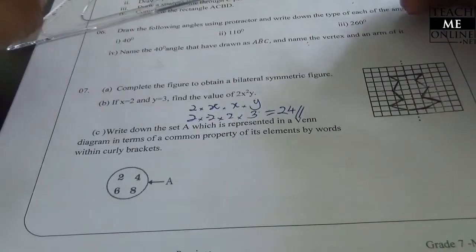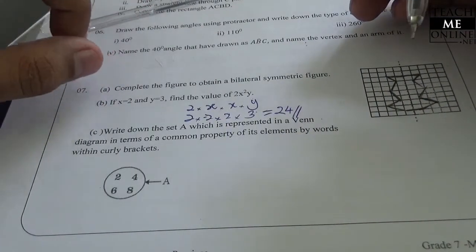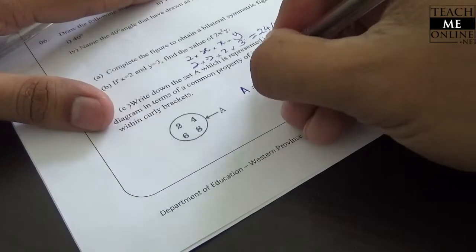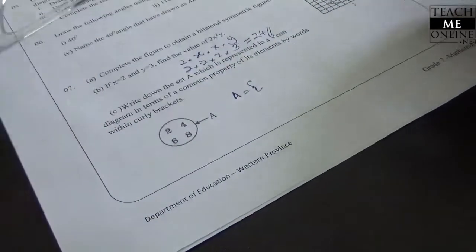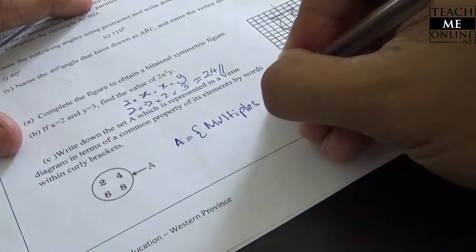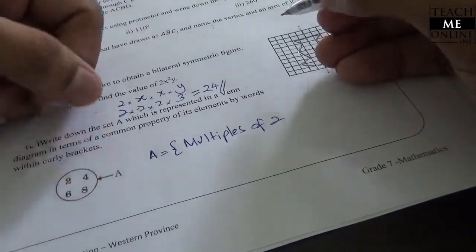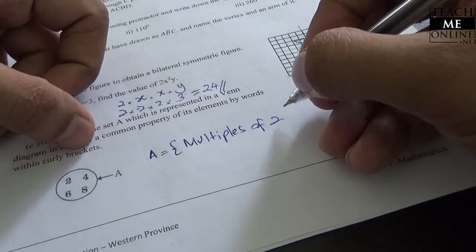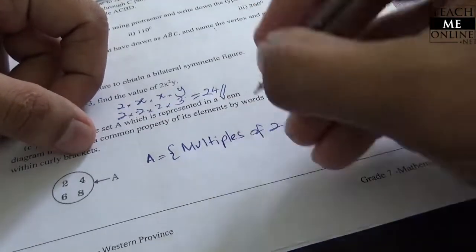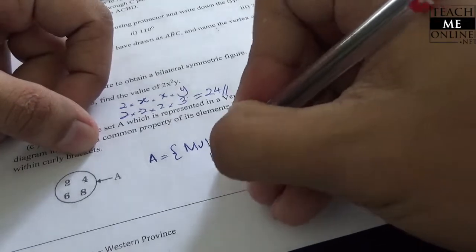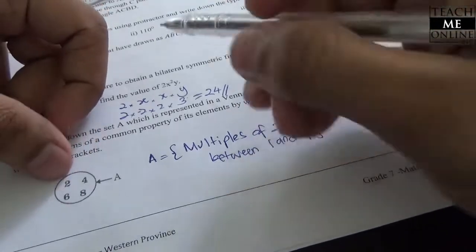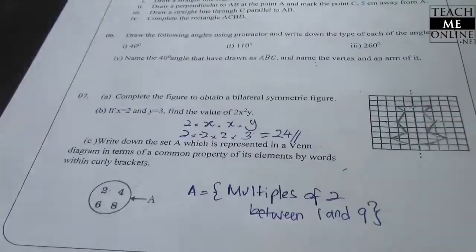Part C. Write down the set A, which is represented in a Venn diagram, in terms of a common property of its elements by words within curly brackets. Right. So A is equal to 2, 4, 6, 8. We can say multiples of 2. They are all multiples of 2. But these are not all the multiples of 2 that we can think of. We can think of 10, 12, 14, and so on. So we can say multiples of 2 between 1 and 9. All the multiples of 2 between 1 and 9 are 2, 4, 6, 8. That's it. That's the end of the paper.